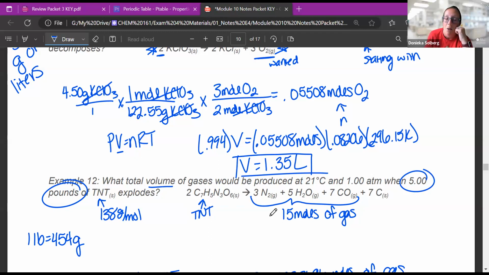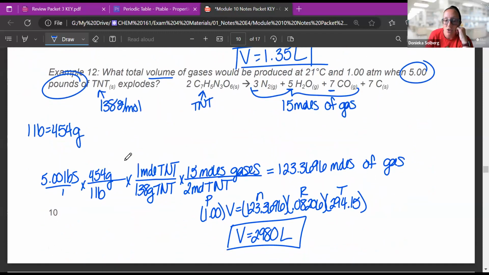Now you could do all three separately, like do a mole ratio for each one and then add them all together. But the easiest way to do this is because it doesn't actually matter what the gas is. You can plug it into PIVNERT and use moles no matter what. Just add up those coefficients. I would make 3 moles of this, 5 moles of this, and 7 moles of this. So that's 15 moles of gas total. So for your mole ratio, you would do 2 on the bottom for TNT, makes 15 moles of gas on top for your ratio. So go ahead and give that a try and then check your answer.